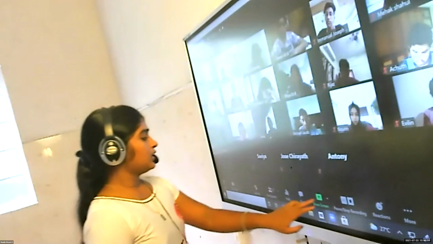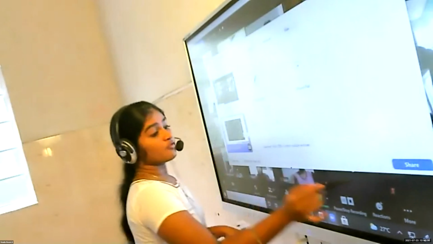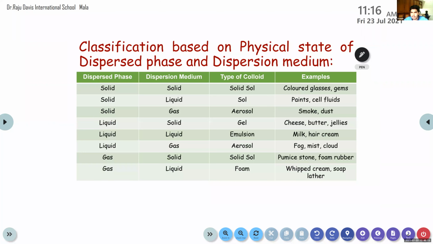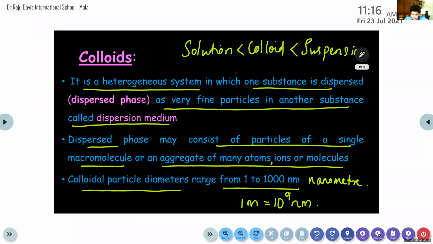Then we are moving to different types of classifications in this colloids. Different types of classifications. Left slide, right, not finished? Okay, you can complete it.